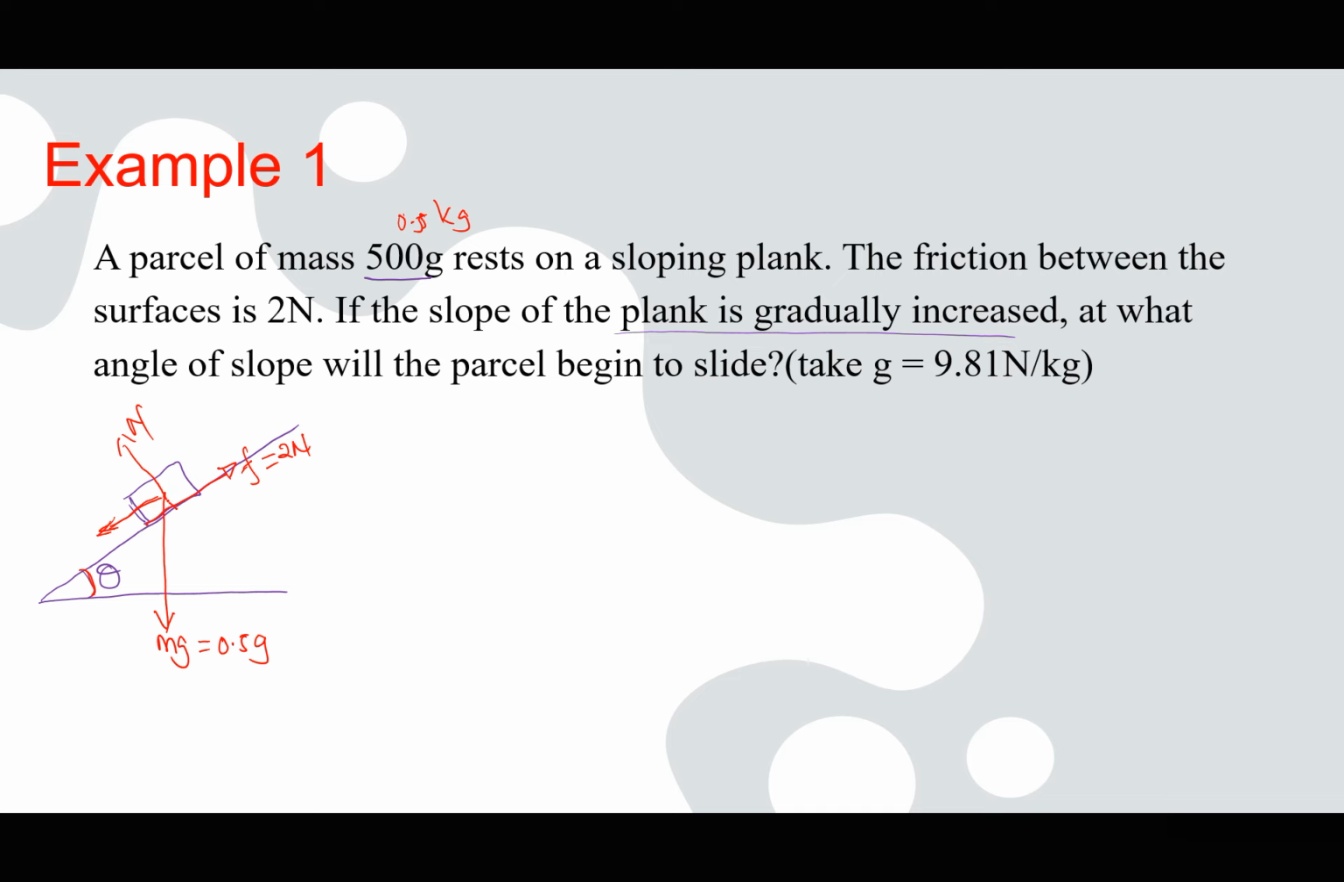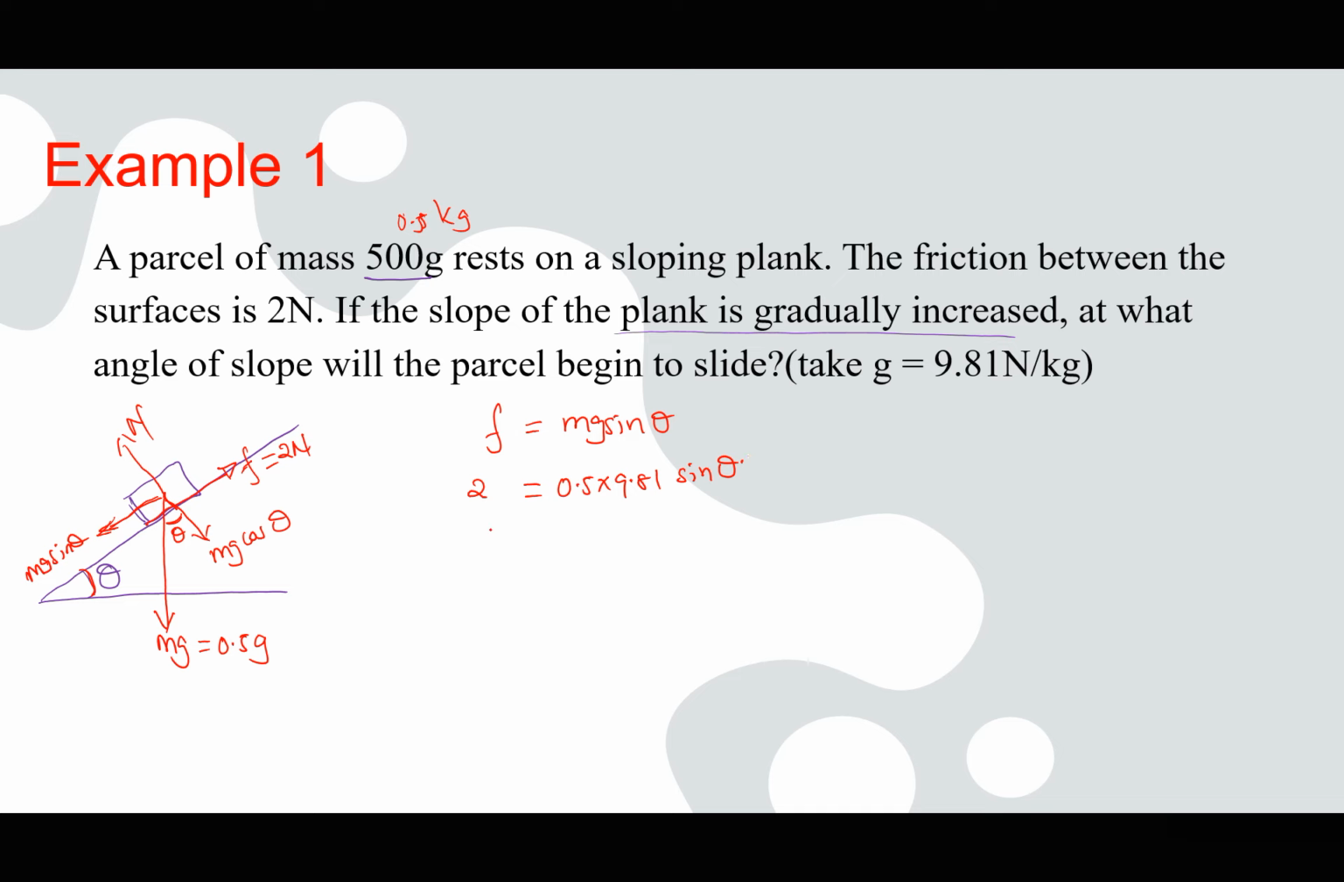So remember, the component perpendicular to the slope is mg cos θ, because this angle is θ. And then along the slope it is mg sin θ. So if we consider equilibrium, the frictional force is going to be equal to mg sin θ. So the frictional force is 2 newtons, which is going to be mg, which is 0.5 times g, which is 9.81, then sin θ.